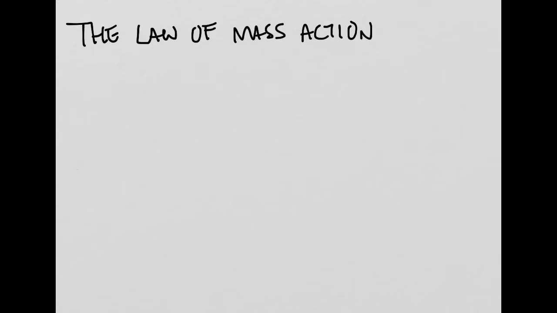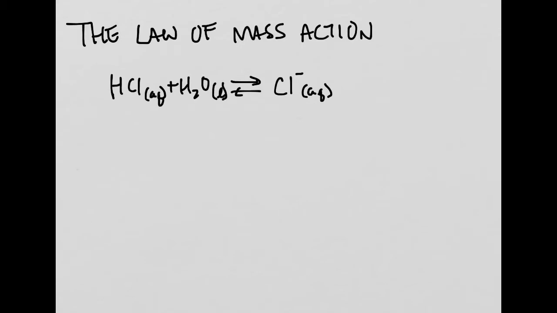Now I'll bring one back from what we were doing the other day. Let's say we take, oh shoot, this thing is not writing well. Take HCl and we add that to water. And this is going to be an equilibrium reversible reaction. And that releases chloride ions and hydronium ions.